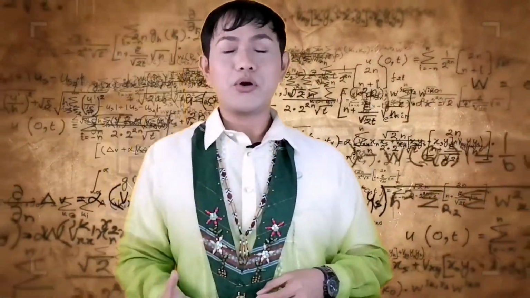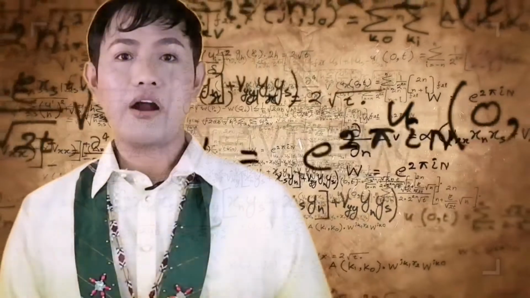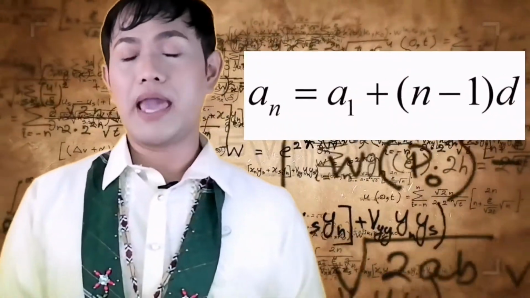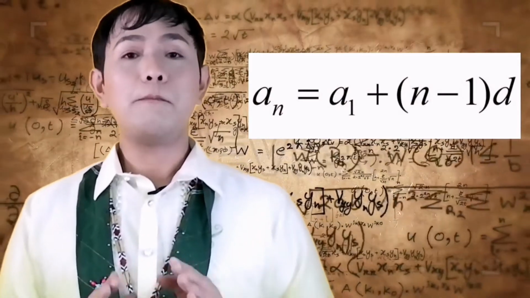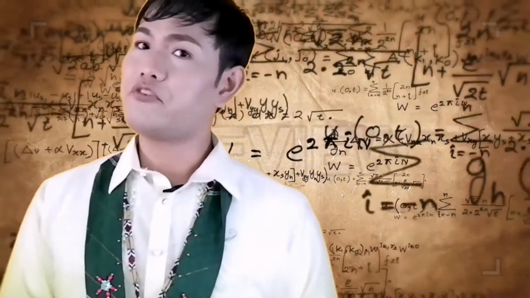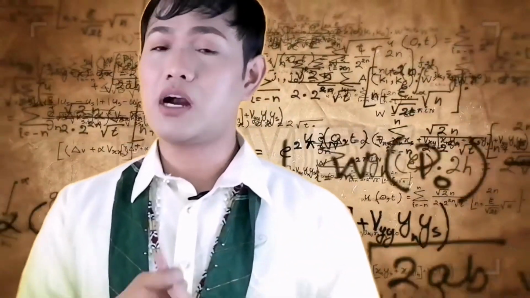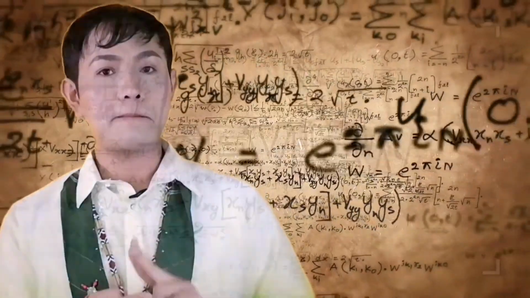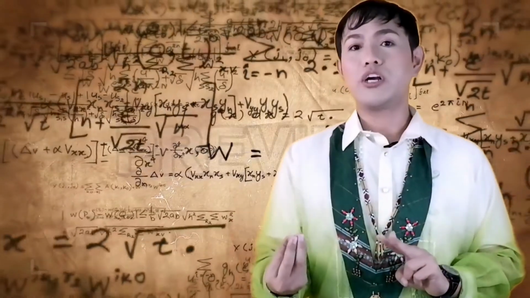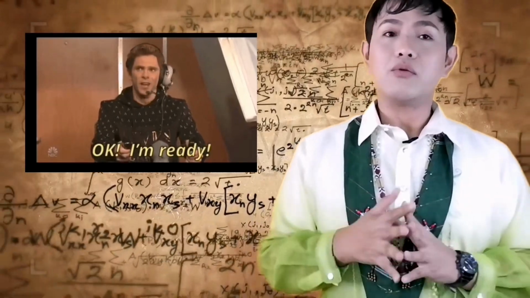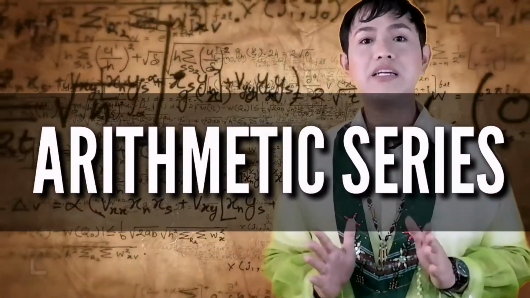Very good. At this juncture, I know that you already are very well versed in using the formula a sub n equals a sub 1 plus the quantity of n minus 1 times d in looking for the nth term of a given arithmetic sequence, and of course, in finding some arithmetic means. I'm sure that you are now ready to venture on our next lesson, which is all about arithmetic series.